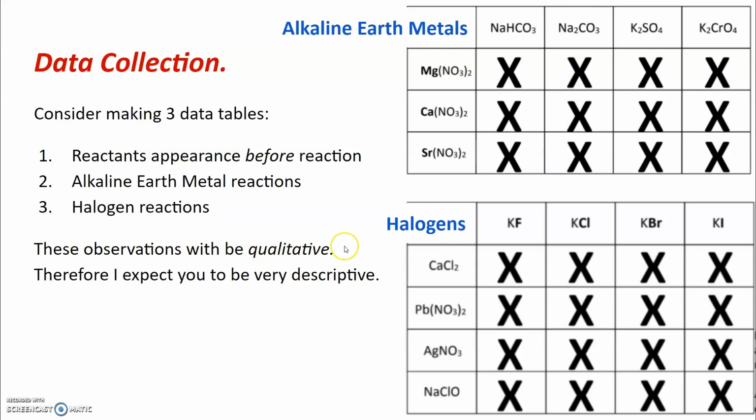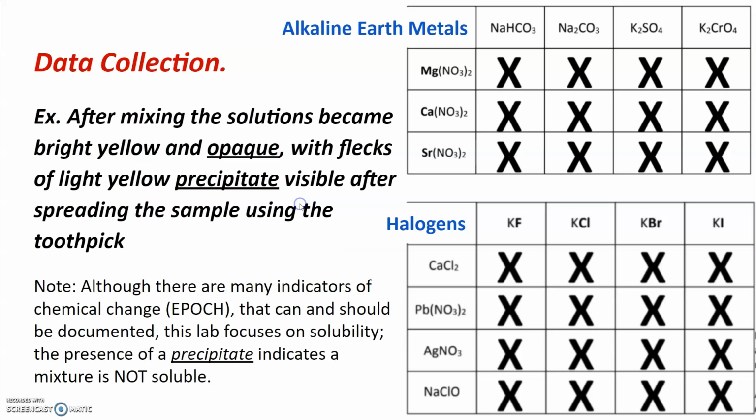These observations are going to be qualitative, and I expect you to be very descriptive. So that would look like this. After mixing the solutions, it became bright yellow and opaque, right? It was see-through, it wasn't transparent anymore, with flecks of light yellow precipitate visible after spreading the sample using the toothpick. And so that's really, really specific. It's showing a color change because it became bright yellow, showing that it became opaque, and that indicates some type of suspension or precipitate, and then after you were able to spread it around, you could clearly see a yellow precipitate.